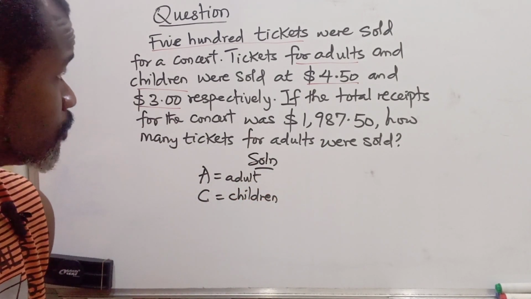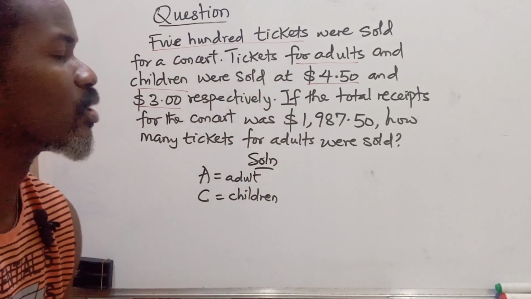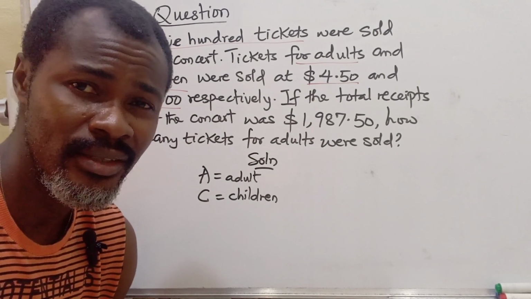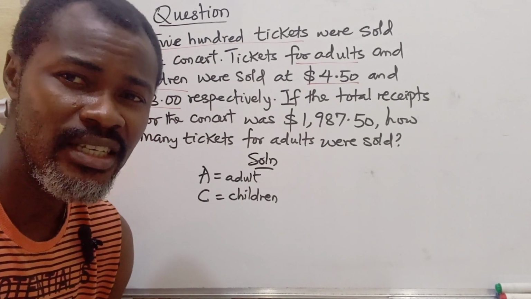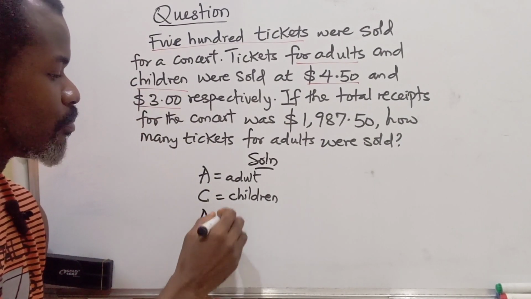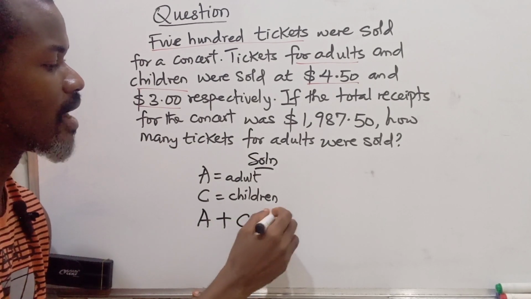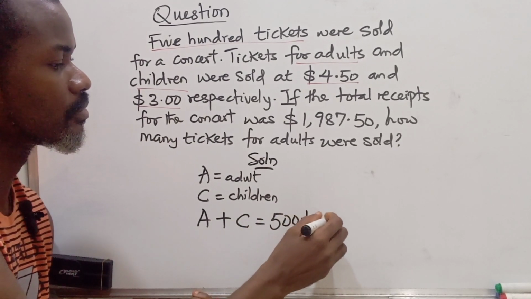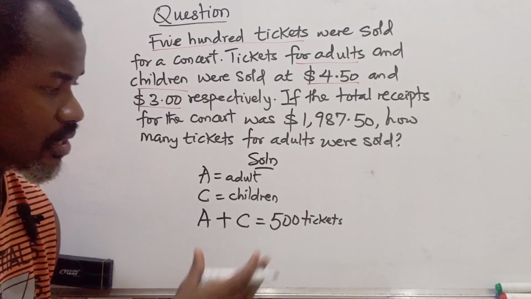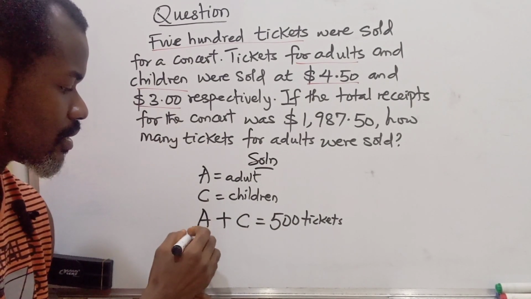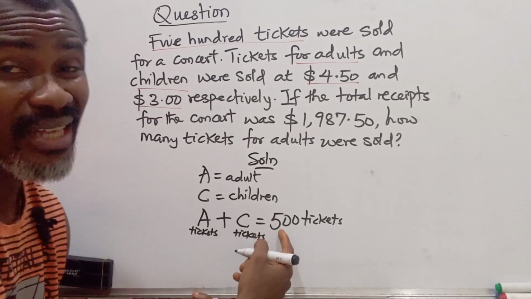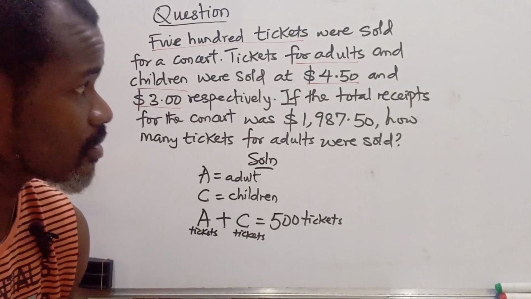So the first statement says 500 tickets were sold for a concert. What does that mean? It means in the entire concert, the tickets for children plus the tickets for adults is 500. So adults plus children gives us 500 tickets. That statement alone forms an equation: adult tickets plus children tickets gives a total of 500 tickets sold for the concert.